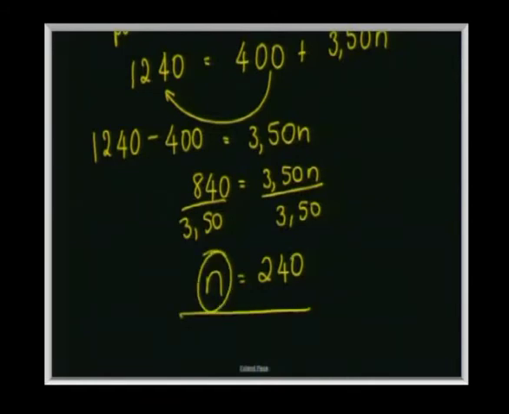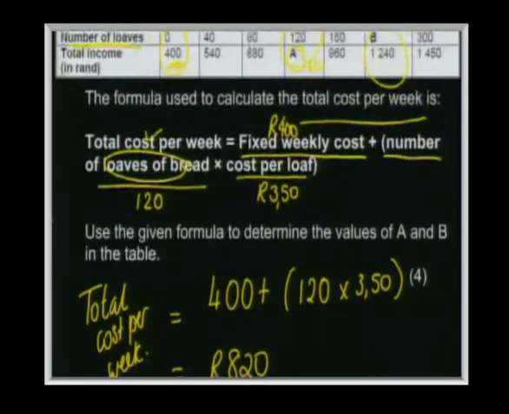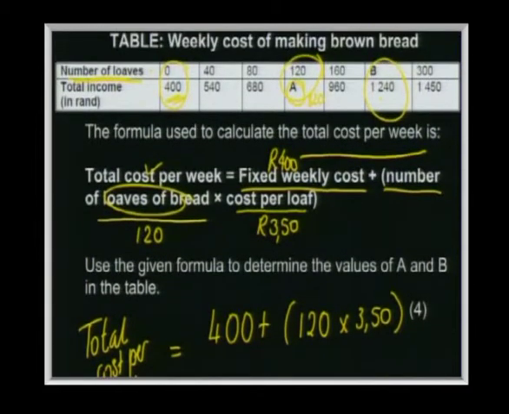What does N actually stand for? N is the number of loaves. And this would be B on our graph. So we could write it in there, 240. Right, let's go on.